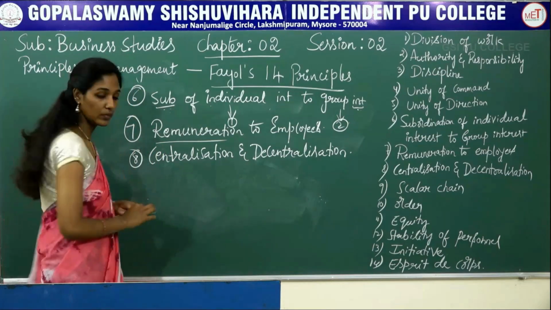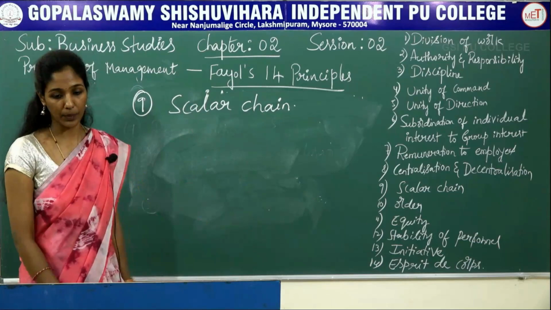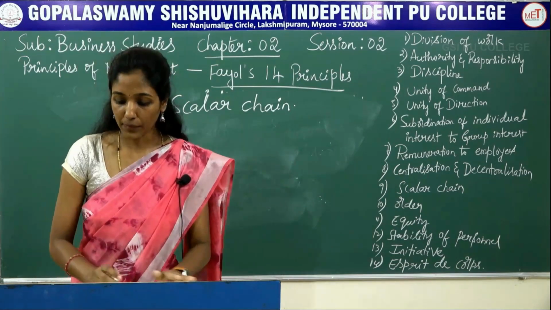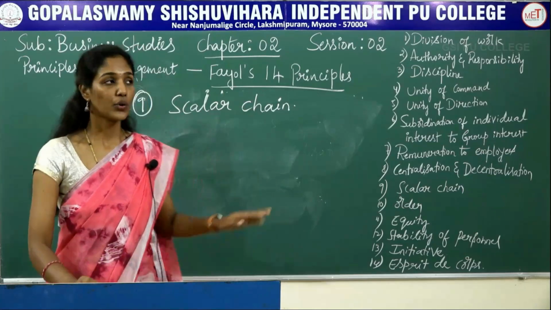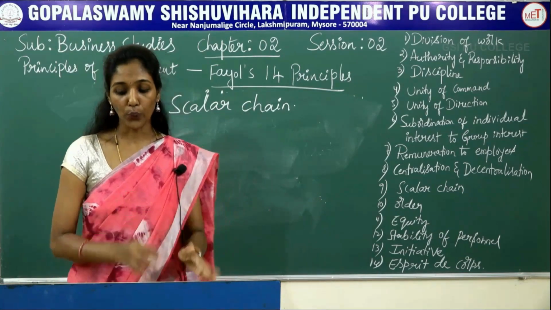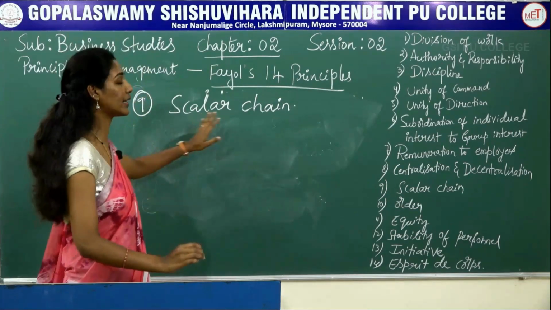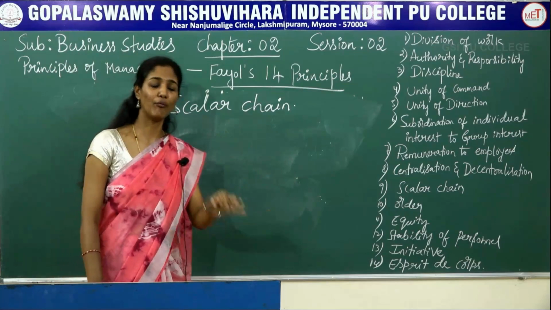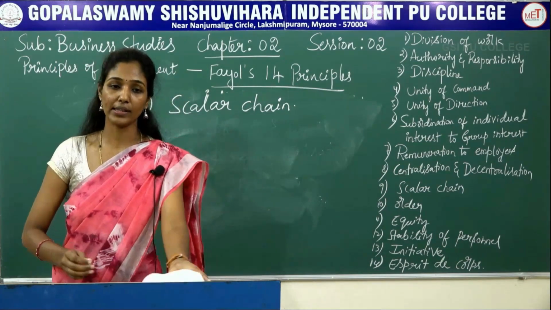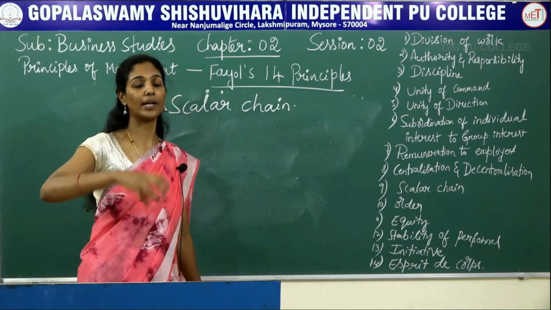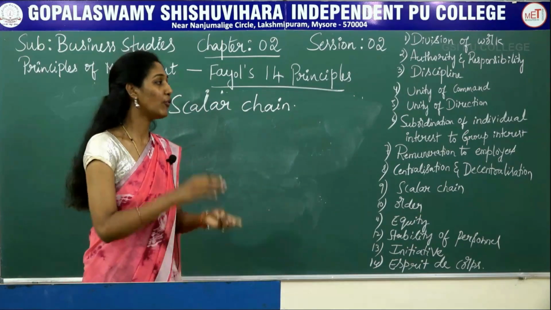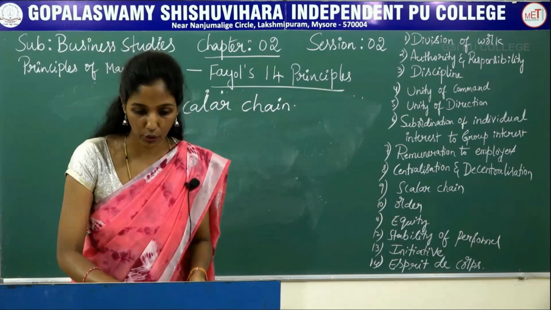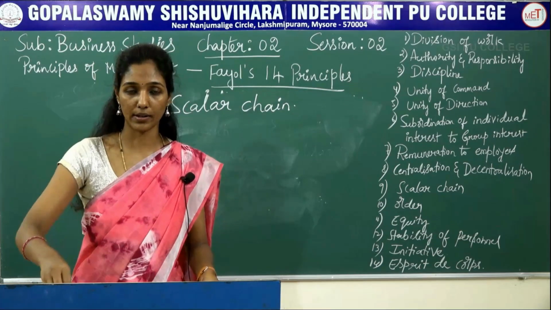The next is scalar chain. According to this principle, scalar chain means the chain of superiors from the highest rank to the lowest rank. This chain establishes a channel through which communication should be passed, and also it states the relationship between superior and subordinates in an organization. This chain must be followed by every employee in an organization. If you want to communicate or convey any information in an organization, we have to follow the scalar chain, but it is a very lengthy and time consuming process. If some important information has to be passed, it gets delayed.